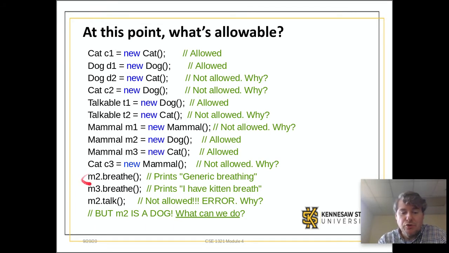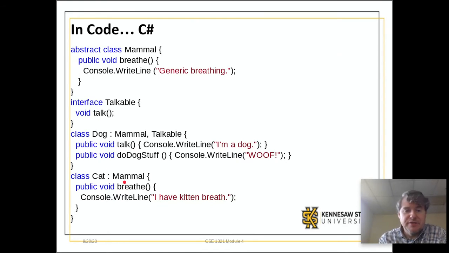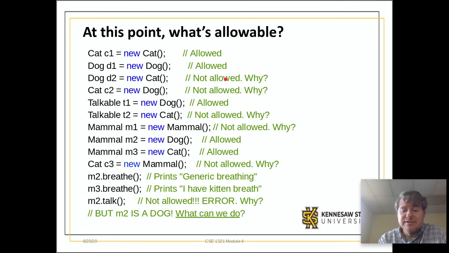All right? Okay, so let's take a look at these next two. So mammal M2 dot breathe. So M2 was a dog. So we said mammal M2 breathe. So let's take a look at what's going to happen there. So we created M2 of type mammal, and we put a new dog on top of it, and we called the method breathe on M2. Well, since there isn't a local definition for breathe here, we're just going to inherit the breathe from the mammal. So this is perfectly allowable. M2 is allowed to breathe. The dog is allowed to breathe. And what's going to happen is we're going to get write line generic breathing. And that's because it is going to call the parent. So life is good there.